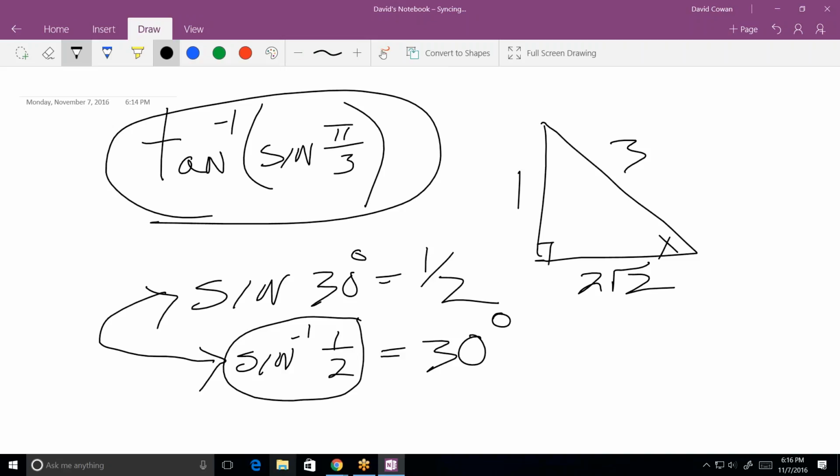Now, I know what the sine of pi over 3 is. That's square root of 3 over 2. And now I can figure out what the inverse tangent of square root of 3 over 2 is. Okay. That makes sense, yeah. So it's always you're either solving for a ratio or you're solving for an angle. An angle, yeah. Inverse is always solving for angles.